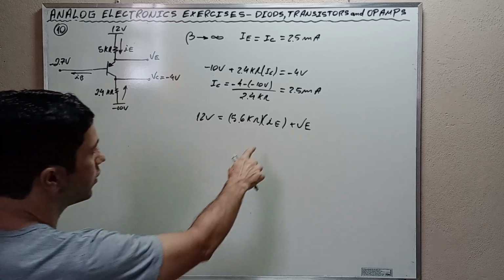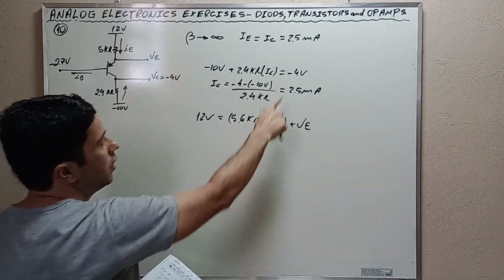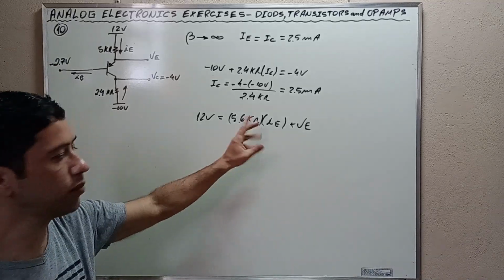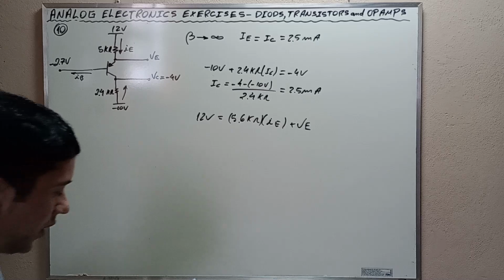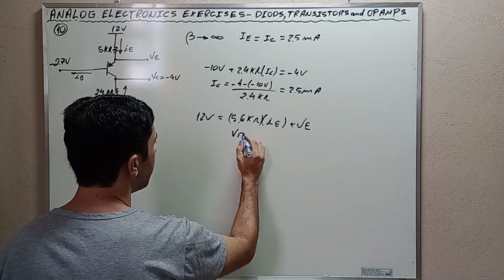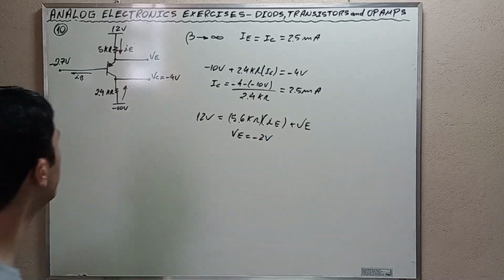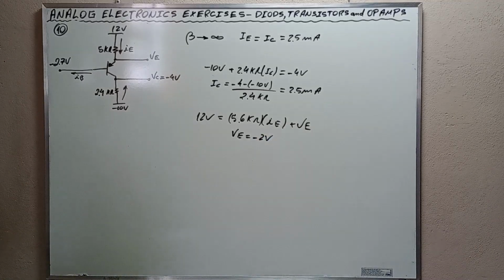and we already know the value of IE is 2.5 milliamps. We need to just substitute and manipulate the expression, and we find that VE is equal to negative 2 volts. Okay, my friends, this is all the exercise requested from us, and it is all. Okay, and we are going to move on to the next exercise. We are going to go to exercise number 11 now, my friends.